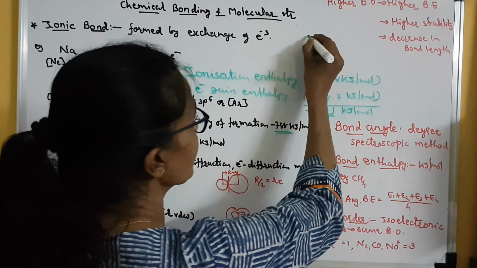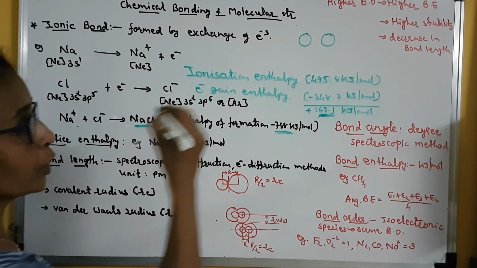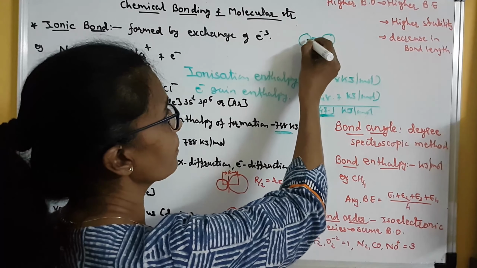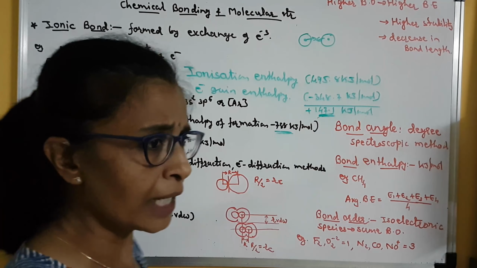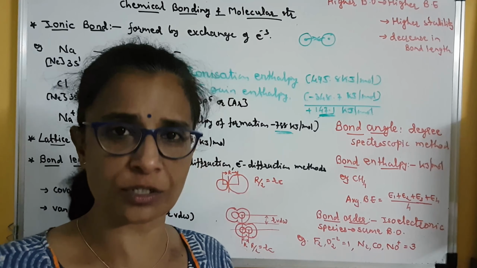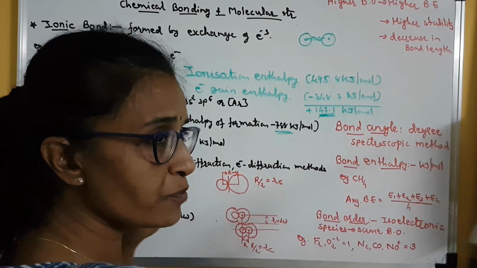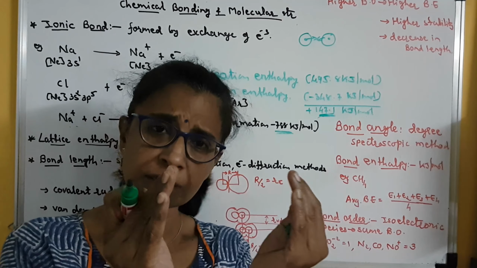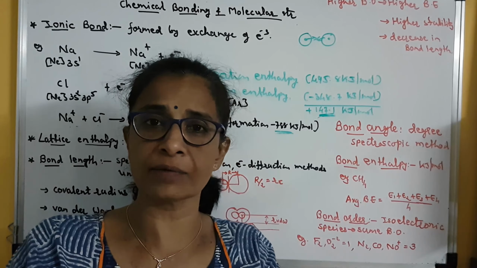Clear? For example, suppose this is one hydrogen atom, this is another hydrogen atom. Due to attraction, they will approach each other. But when they come near to each other, there will be repulsion between their nuclei, and repulsion between their electrons also. So due to repulsion, they will try to keep themselves apart from each other. Clear? So attraction brings the atoms together and repulsion takes atoms away from each other.